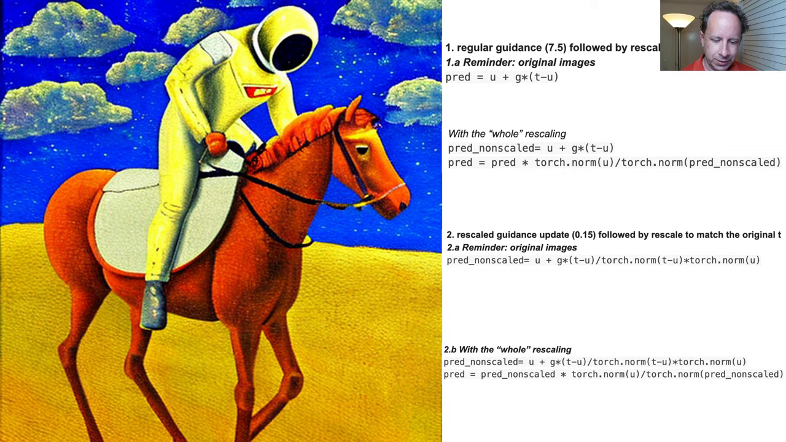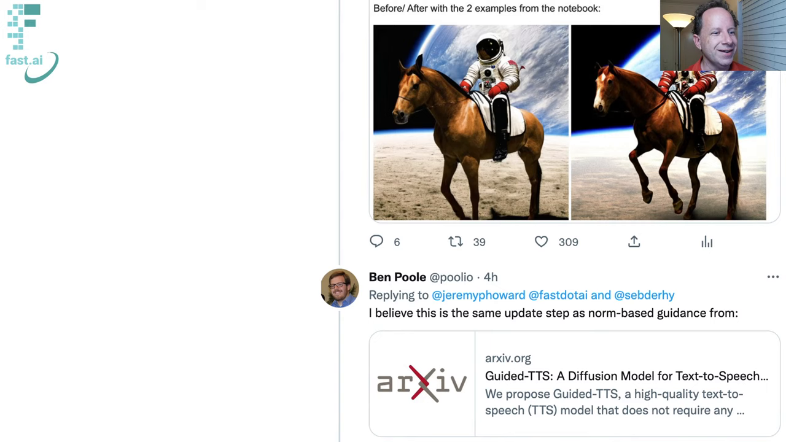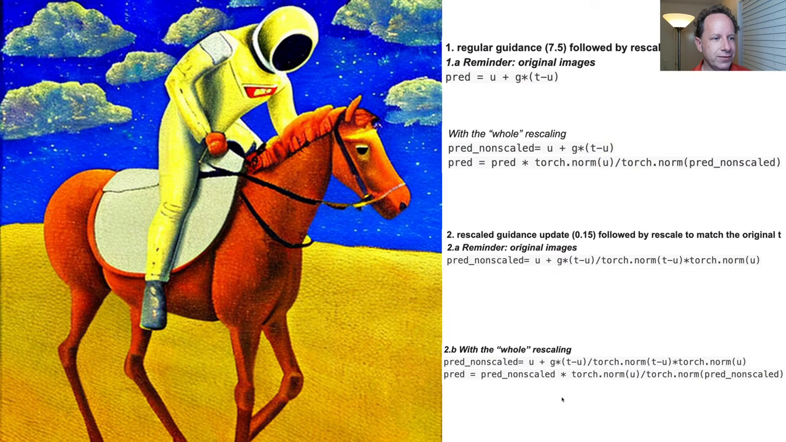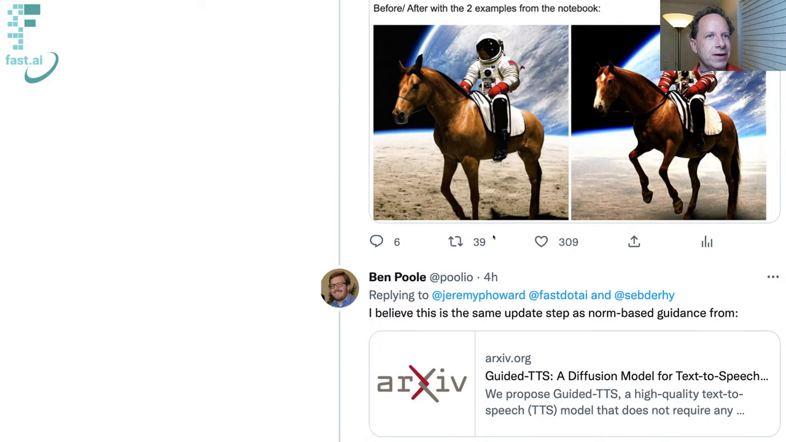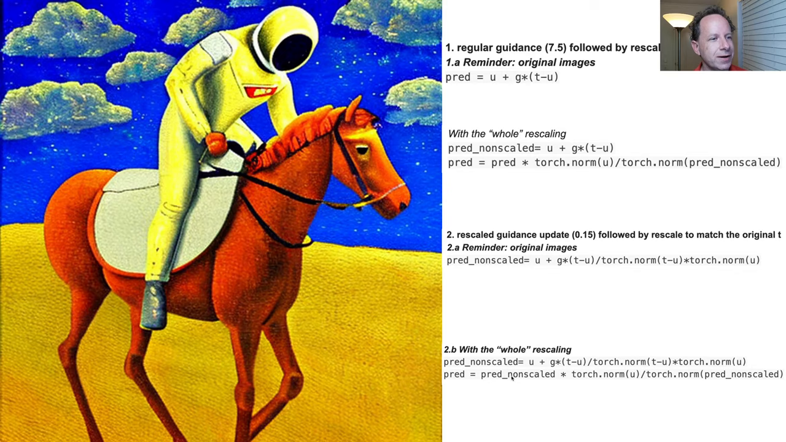New things tend to have wrinkles though. Wrinkle number one is, after I shared Sebastian's approach on Twitter, Ben Poole, who's at Google Brain, I think, if I remember correctly, pointed out that this already exists. He thinks it's the same as what's shown in this paper, which is a diffusion model for text-to-speech. I haven't read the paper yet to check whether it's got all the different options or whether it's checked them all out like this. So maybe this is reinventing something that already existed and putting it into a new field, which would still be interesting.